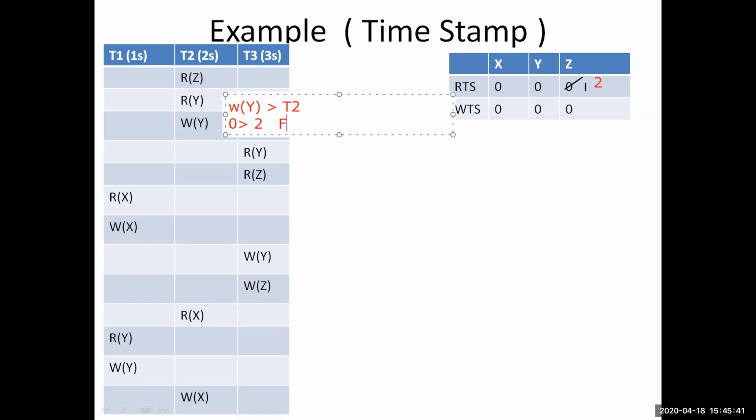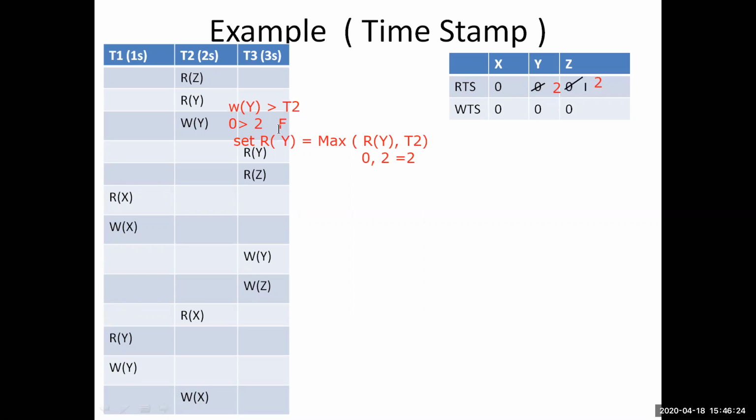The answer is false. So set the read timestamp of Y equal to the maximum of read of Y, comma, timestamp of T2. Read of Y is initially 0, and the timestamp is 2. So the maximum of 0, 2 comes out to be 2. So read of Y, which was initially 0, is now updated to 2.